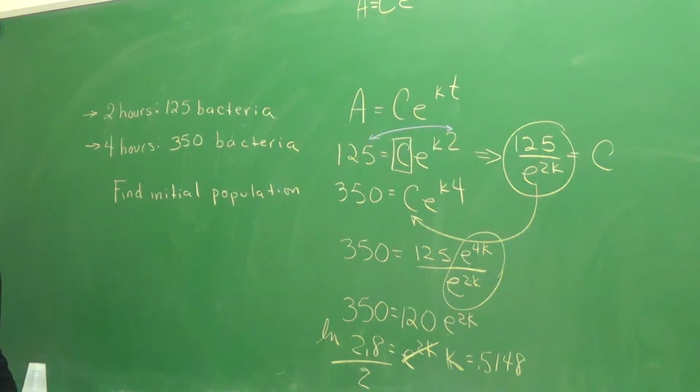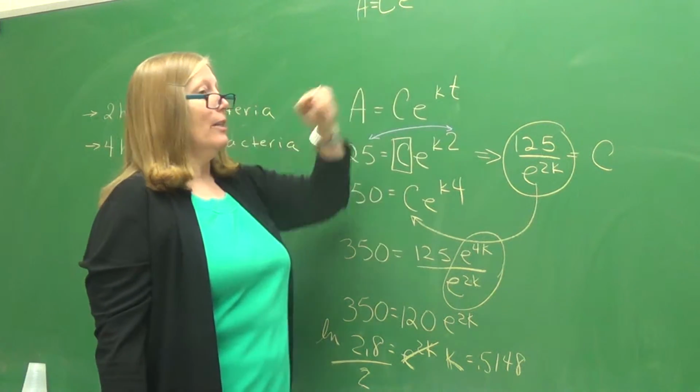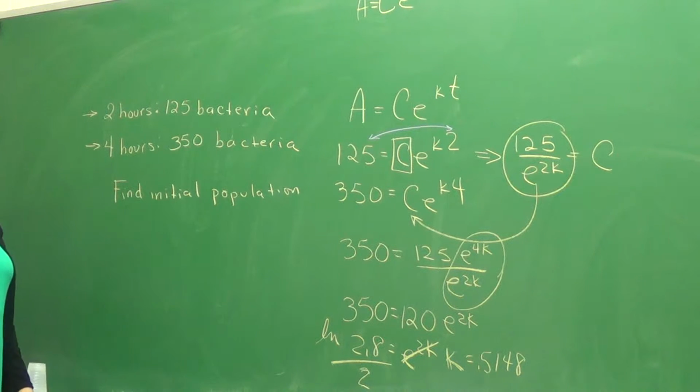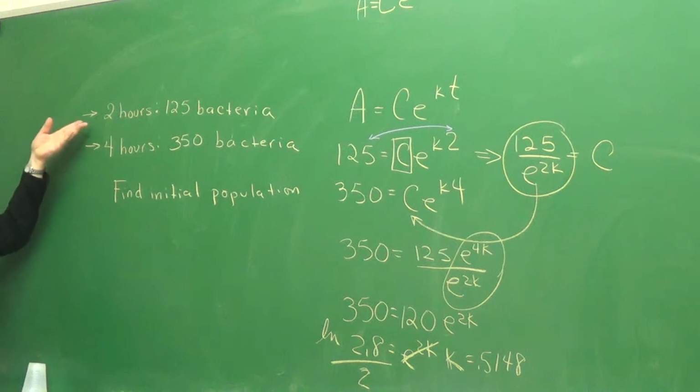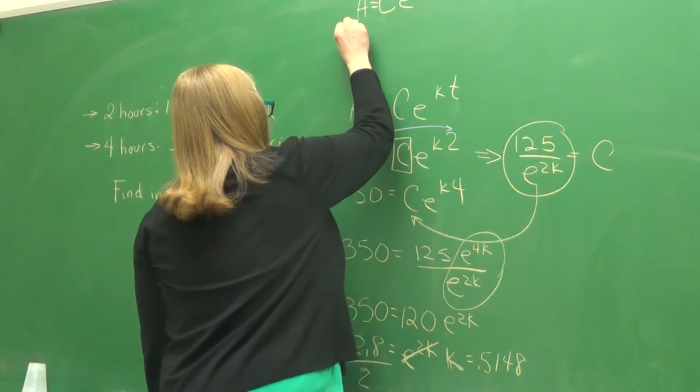Well, t would be 0, right? At this point, we don't know enough. We don't know the amount at time 0, so we can't use 0. Oh, so we can plug in just either one of those? Yes, either one. That's what I want to emphasize. Okay. So which one do you want to pick? Let's just do 2 and 125.